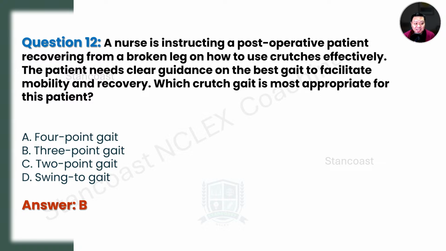If you selected letter C, 2-point gait, this will also require more stability and also coordination. And this is not appropriate for this patient just recovering from a broken leg. Okay. And if you selected letter D, swing-to gait, this is much more appropriate for those patients that have already gained upper body strength. They're more skillful to actually do this type of gait. So this is not appropriate for this patient who just had that surgical procedure. Okay, this is going to require much more skill. Again, they need to have that good upper body strength and control.